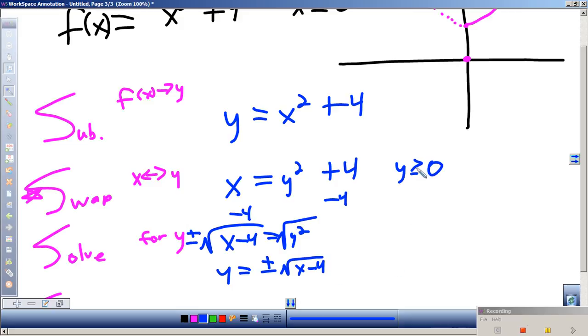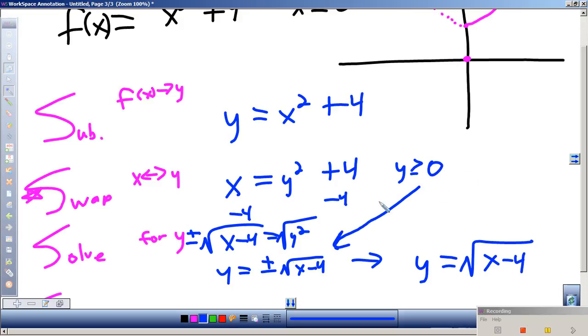Now, we've got a restriction that says y is greater than or equal to 0. What can I do with this to make this simpler? Yeah, no, we don't care about the minus one, right? We want to actually change it to y is just equal to the square root of x minus 4. Because of this part right here. This says we can only think about the positive one. We don't want the negative one. So if we didn't have this part, then yes, we couldn't make this change. So now we've got our solve.